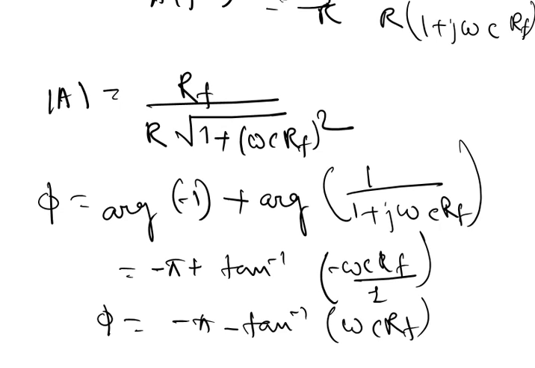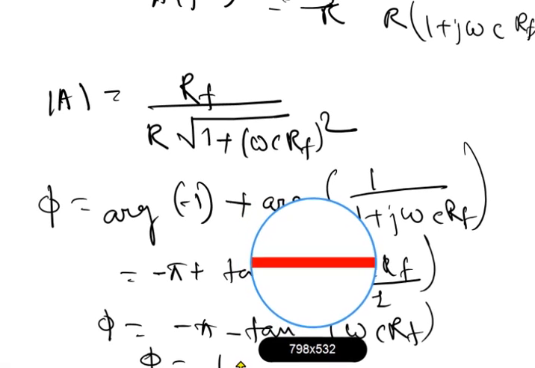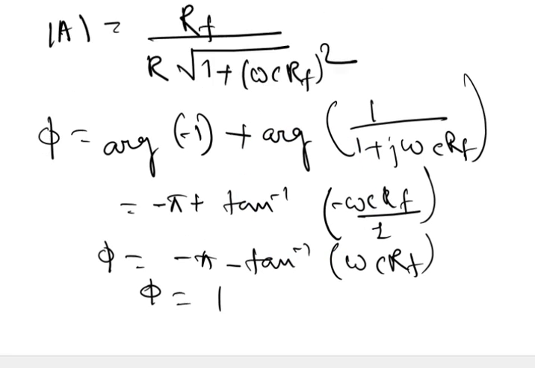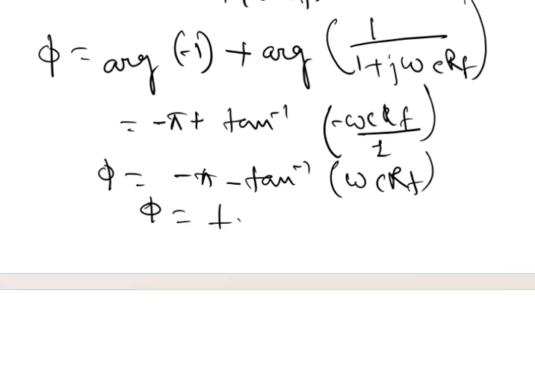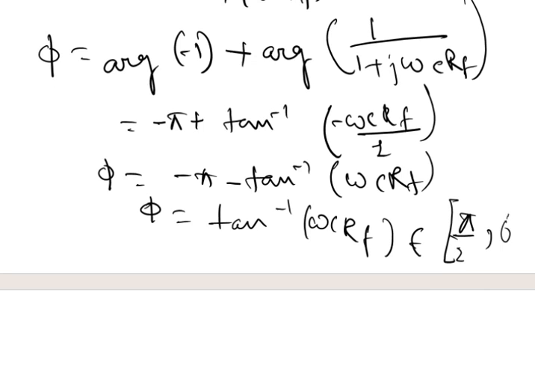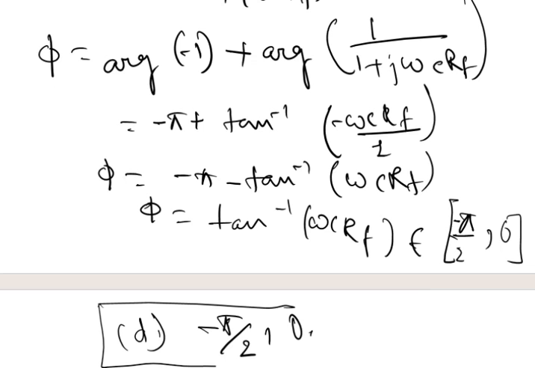So phi will then be tan inverse omega C RF, which implies it lies between minus pi by 2 and 0. So the final answer of our problem is minus pi by 2 and 0. According to our options, option D contains this answer.